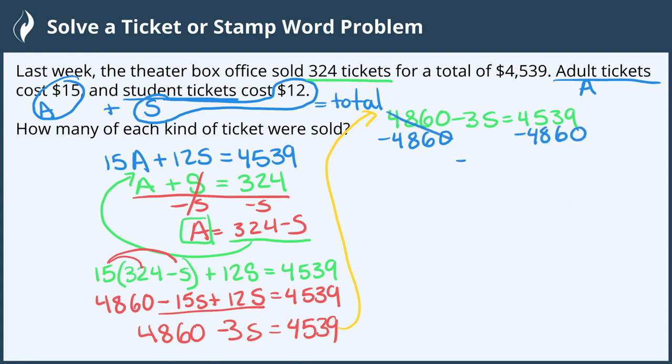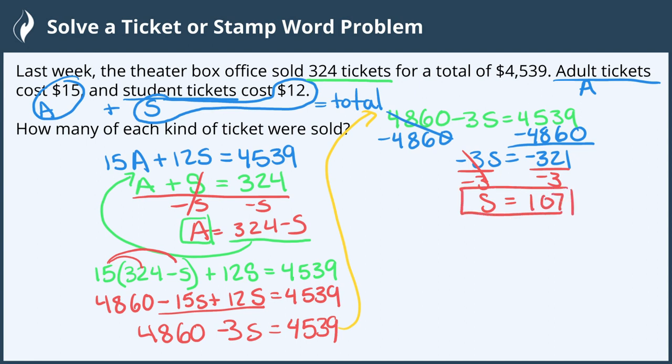On the left side, we are left with negative 3S, and on the right side, let's add those together in my calculator, is negative 321. Now we can divide both of these by negative 3, so S equals 107. So 107 student tickets were sold.